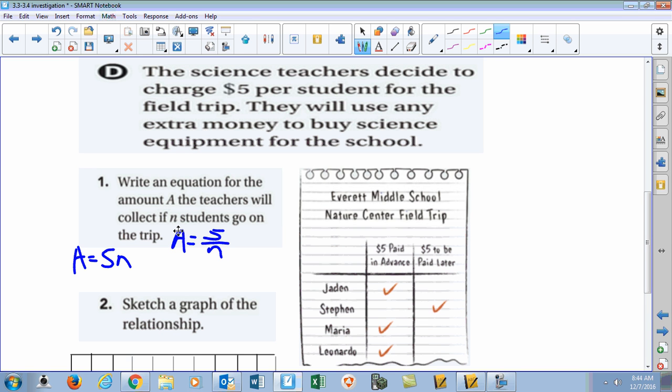So if 5 people go, and I plug that into this equation right here, how much money do we have if 5 people go? 5 over 5 is what? So we would have $1. Does that make sense to the scenario? For here, if I plug in a 5, at $5 per student, what am I getting here? 5 times 5. 25. So it's this equation right here.